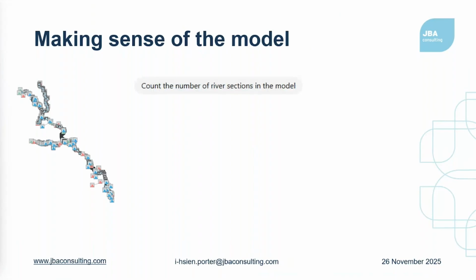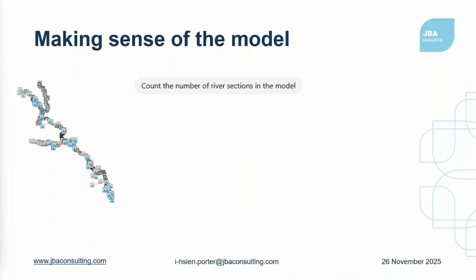So to begin with, I asked ChatGPT to do something straightforward, counting the number of river sections in the model. That's something I could very easily check afterwards. So I did give it a bit more than just this prompt. I explained the background to what I was doing and the structure of certain things and what I was aiming to get out of the file.